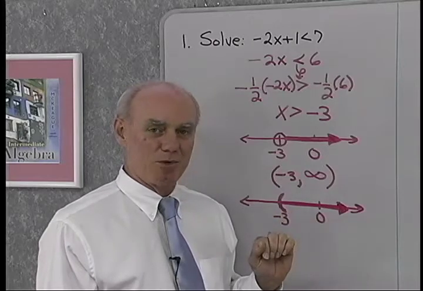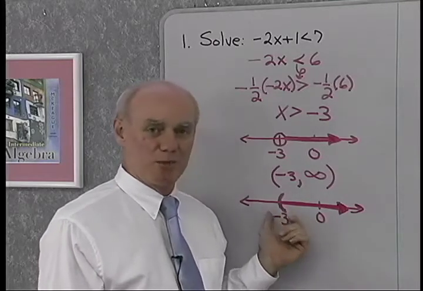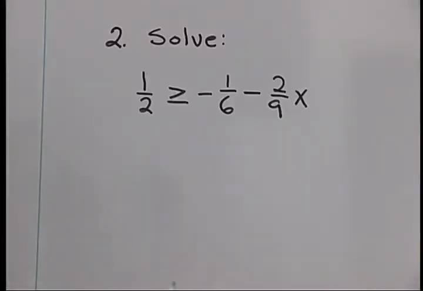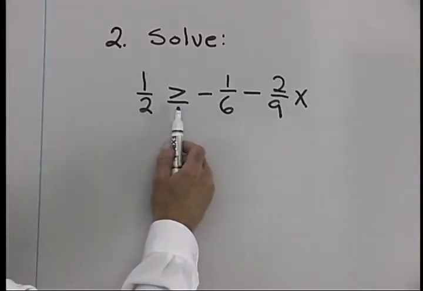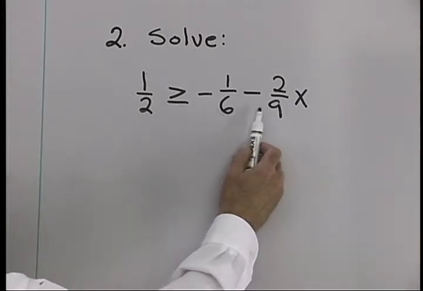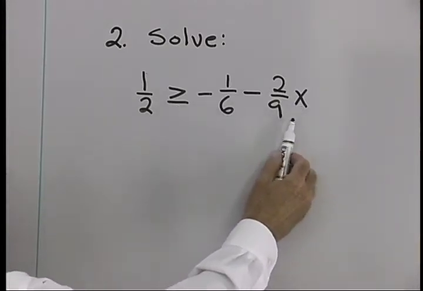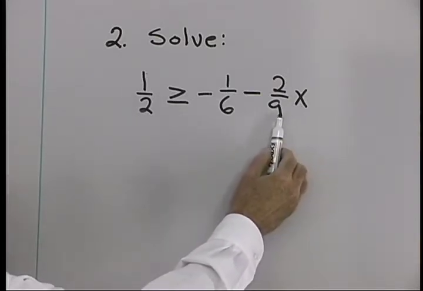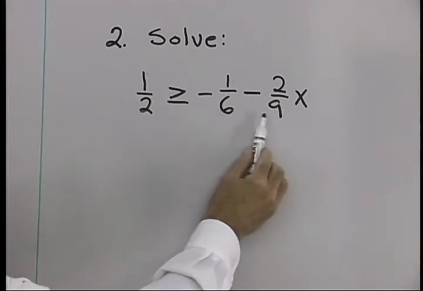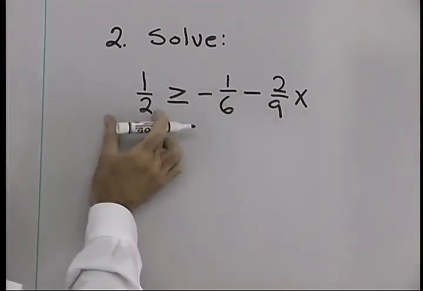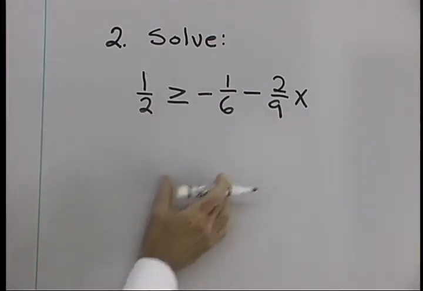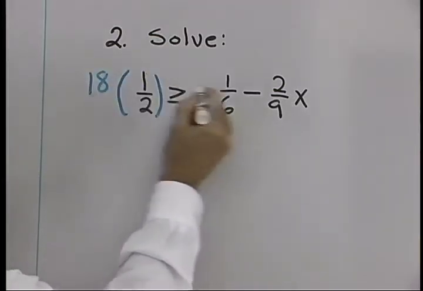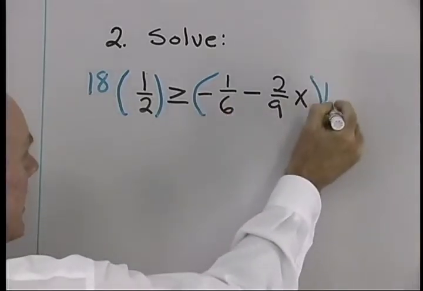Now in the next example we'll see what this looks like when the endpoint is included. Let's take a look at that example. In this case, we have 1/2 greater than or equal to negative 1/6 minus 2/9 times x. Okay, in this case, I think I want to start by getting rid of these denominators. I'm going to look for the least common denominator for 2, 6, and 9, and multiply both sides of this equation by it just to simplify. That least common denominator is 18, so I'm going to multiply this side by 18, and I'm going to multiply this side of the equation by 18.